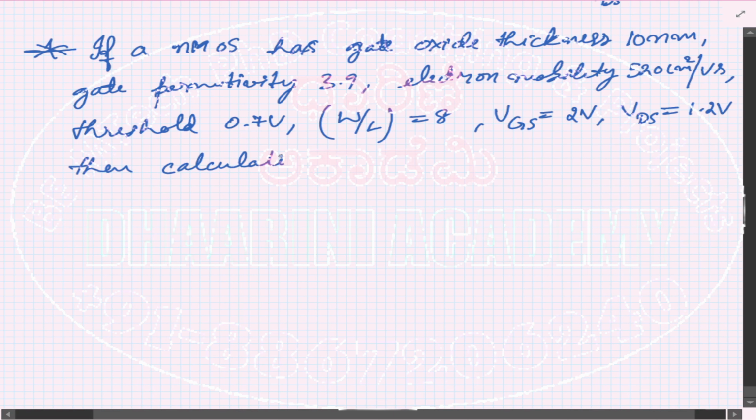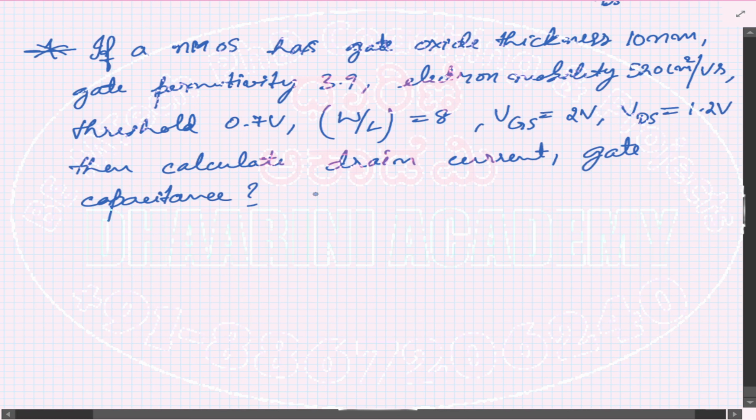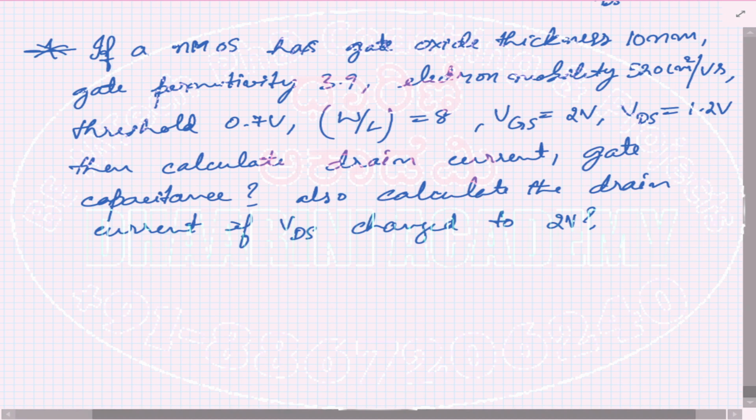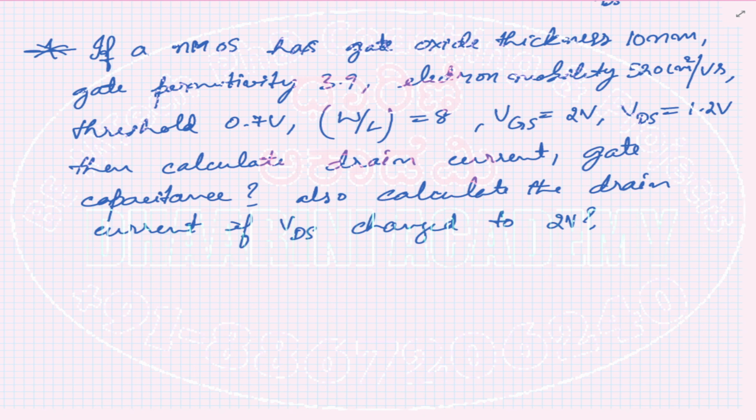then calculate drain current, gate capacitance. Okay, gate capacitance. Next, also calculate the drain current if VDS is changed to 2 volts. Okay, so this is the question, and this question was a repeated question from an old question paper.